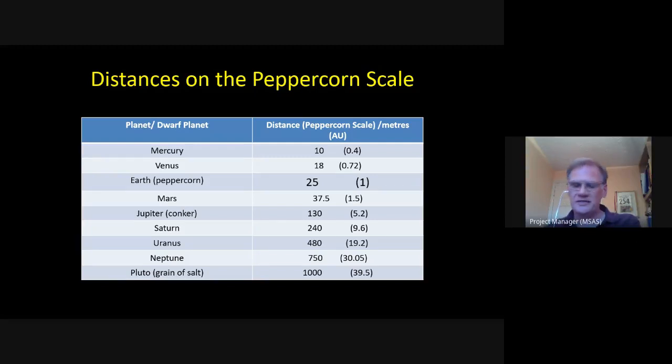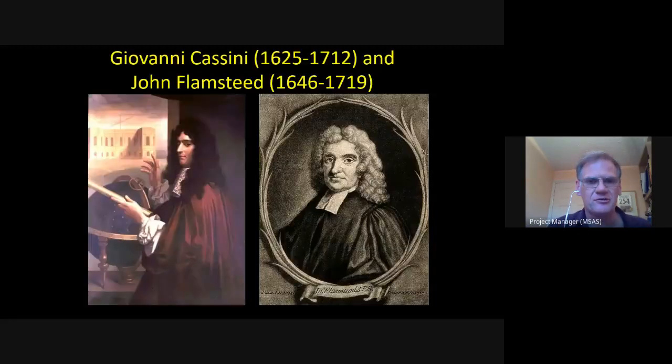So we had to wait over 150 years after Copernicus to properly calibrate his scale of astronomical units. That was done independently, separately, but they got the same answers, by Giovanni Cassini, 1625 to 1712, and John Flamsteed, who was the first Astronomer Royal here in the UK. They both basically came up with the same idea, although their exact implementation was a little bit different.